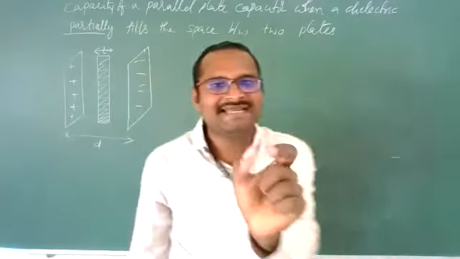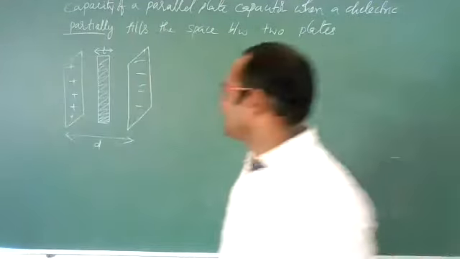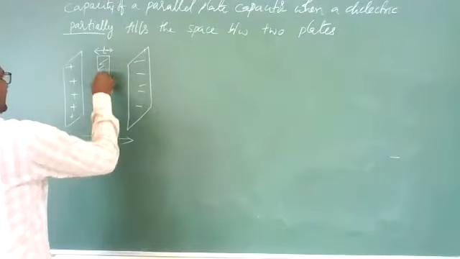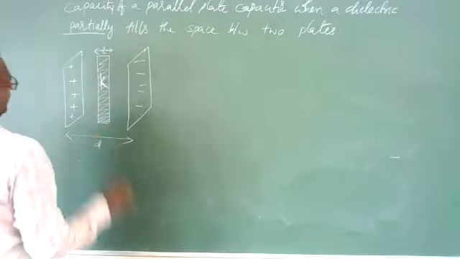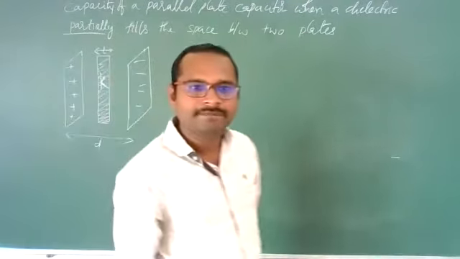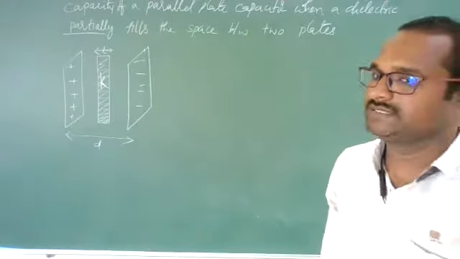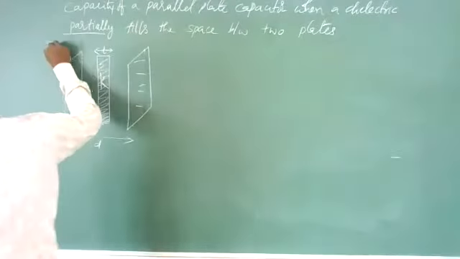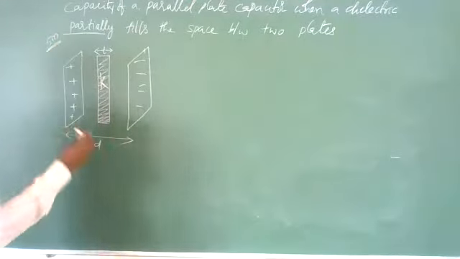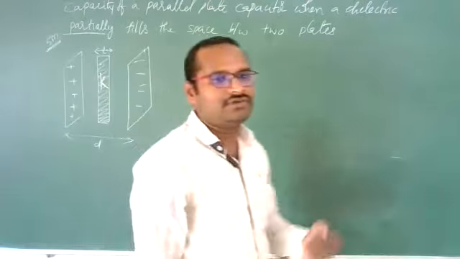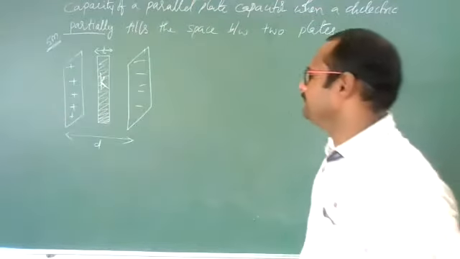A small thickness t of dielectric material has been introduced, whose dielectric constant is K. Then what happens to its capacity? Let us see. It is important for 5 marks, students, an important question for 5 marks and an important formula for your objective questions also. Now let us see.